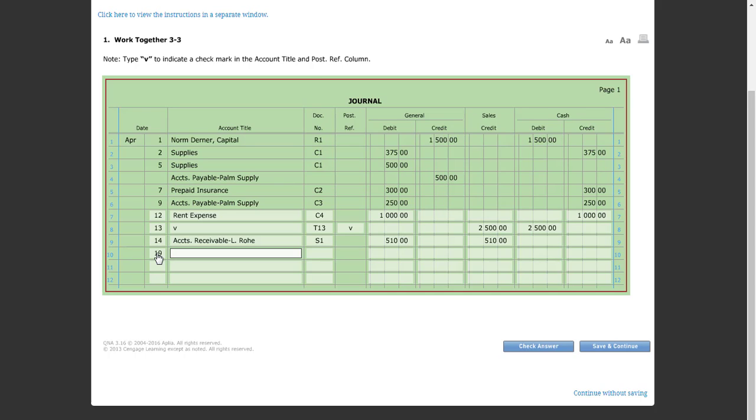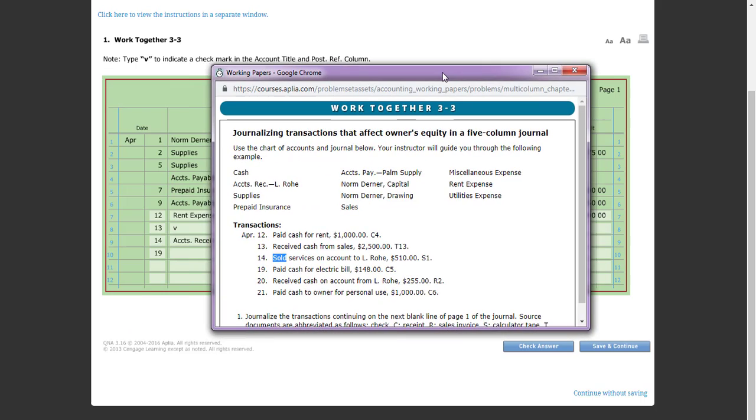On the 19th, I paid cash for the electric bill, $148. Lincoln, what's my two accounts? Nice. Thank you for telling me utilities expense and not electric bill. And how did he know it was utilities? He is pretty smart like that.